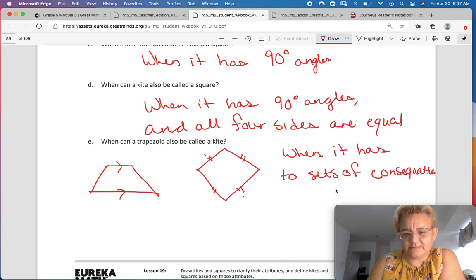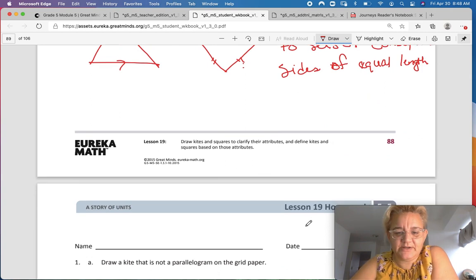Consecutive, spelling today, sides of equal length. Okay, great, there you go.